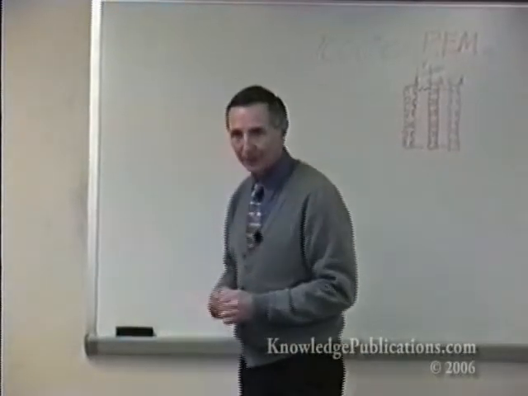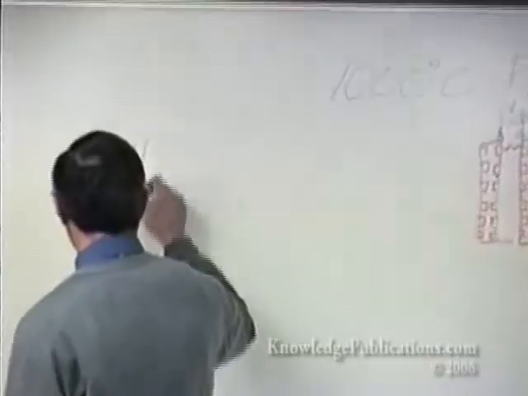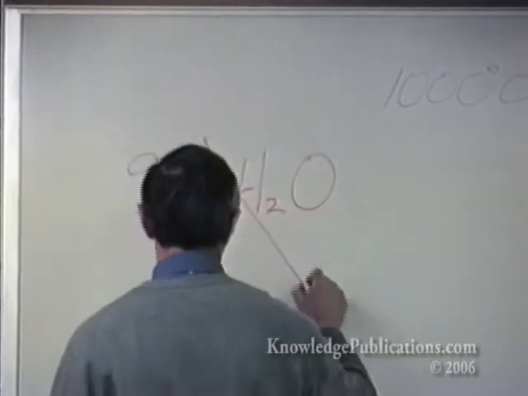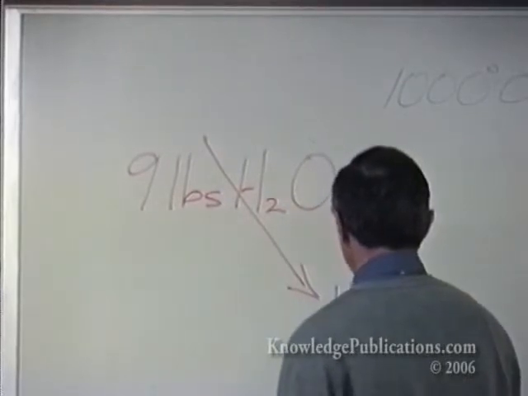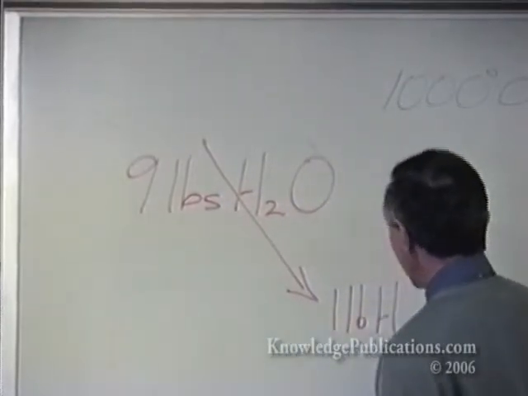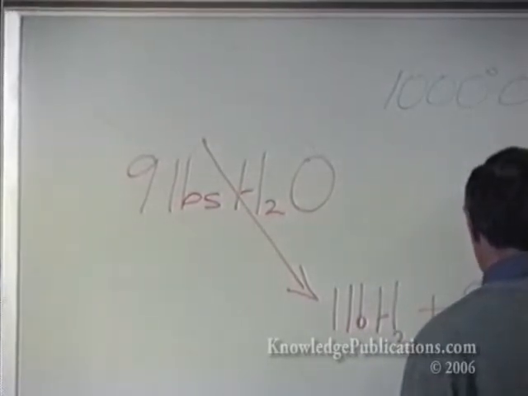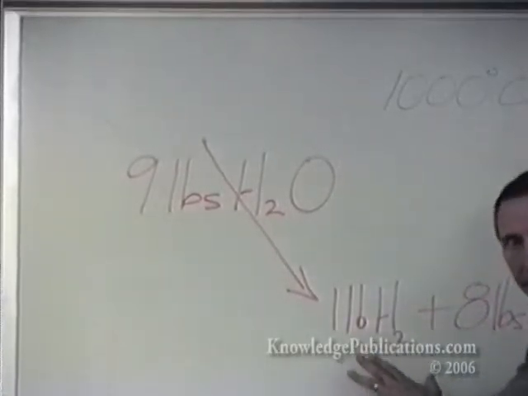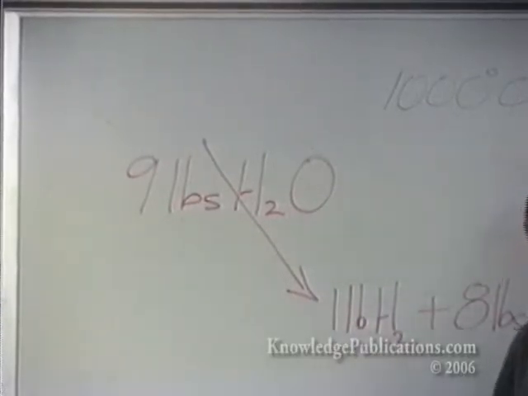Rounded up from 8.33 to 9 pounds, 9 pounds of water will give 1 pound of hydrogen and 8 pounds of oxygen. 1 pound of hydrogen has a higher heating value, taking it all the way to liquid water, of about 61,000 and a few more BTUs.